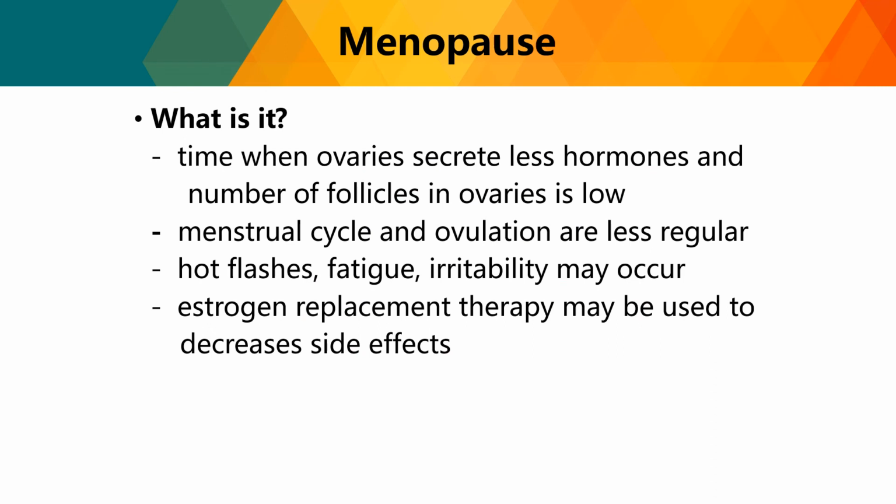So, menopause. This is the time when ovaries secrete less hormones and the number of follicles in the ovaries is low. The menstrual cycle and ovulation are less regular. A person who is reaching the menopausal stage does exhibit hot flushes. They usually feel too much fatigue, and irritability may occur. So estrogen replacement therapy may be used to decrease the side effects.